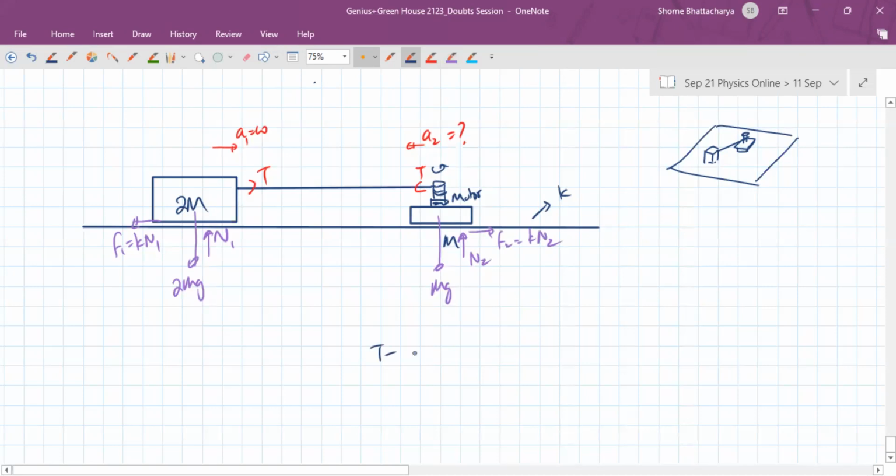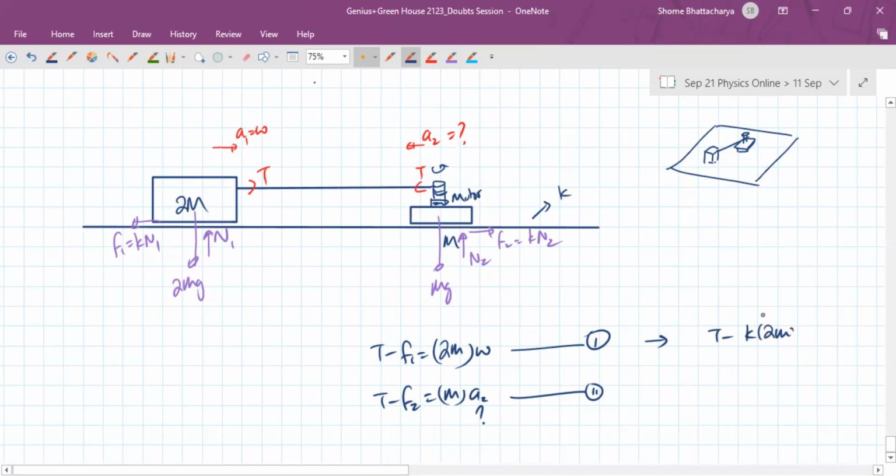Now T minus F1 is this mass into W. And on the other side, T minus F2 is this one's mass into the unknown acceleration. From the first equation, T minus K into 2mg, because N1 is equal to 2mg, is equal to 2mW. So this tells me that the tension is equal to 2m into (W plus Kg).